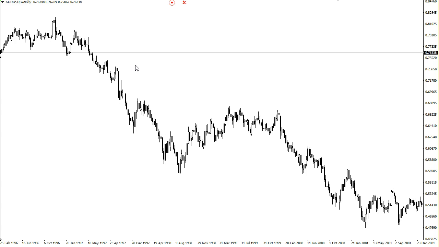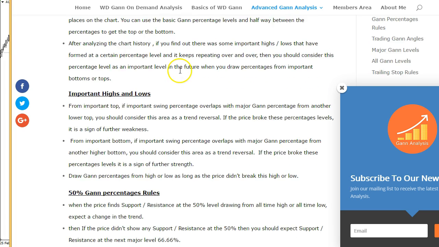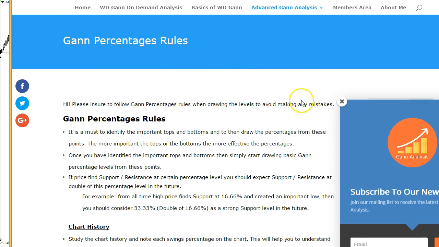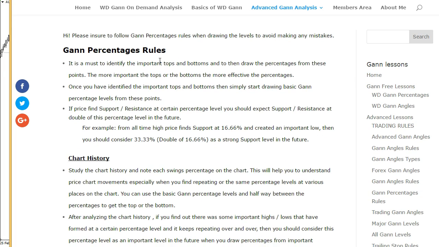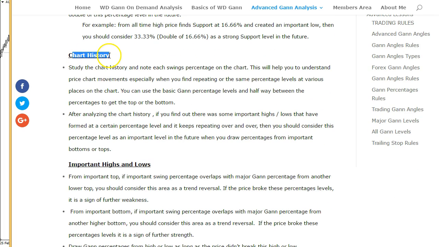Of course, there are rules we need to follow when we draw Gann angles and when we draw Gann percentage. Let's take a look at the Gann rules, and we can see that this is the advanced lesson for the rules. And here, chart history.